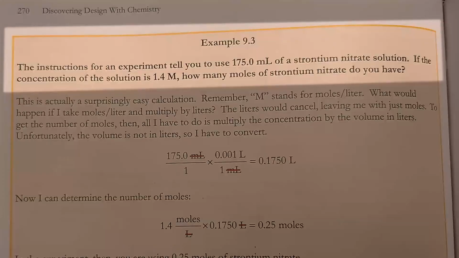So when doing chemistry experiments, we often have chemicals that are already dissolved in a solution. And so since they're in a solution, we don't do our measurements in grams, right? We're going to use a volume unit. We're going to use something like liters. And so with that in mind, let's do another example, which is example 9.3. Now in this example, we're told we have 175 milliliters of a strontium nitrate solution.